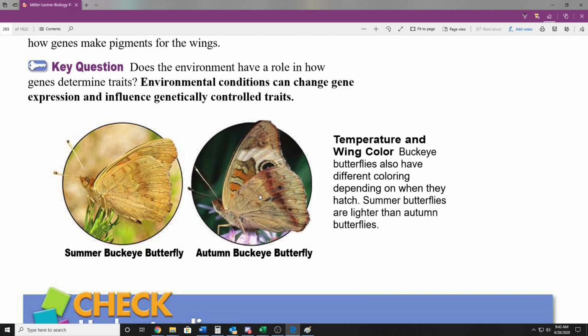What is causing this? Well, there's evidence to support that temperature has an effect on the color of the wings, and not only temperature, but also perhaps the amount of light that the eggs or the larva or the juvenile butterfly, the adult butterfly is exposed to. So temperature and light may play a role in what pigment or how much pigment is produced in these butterflies' wings.